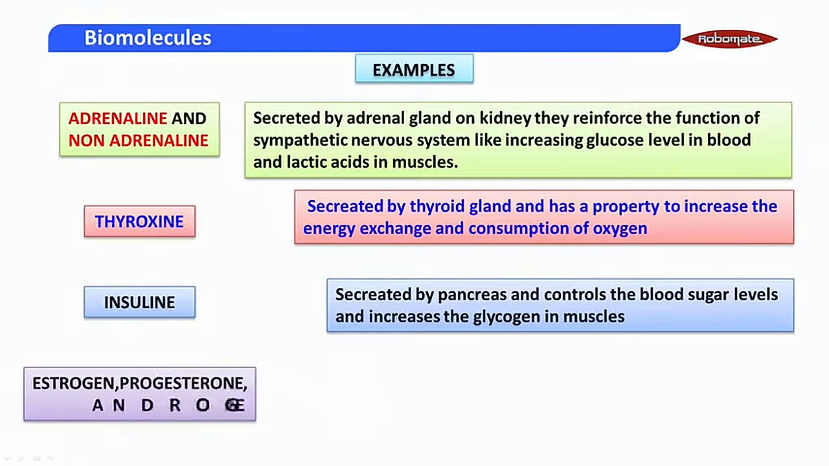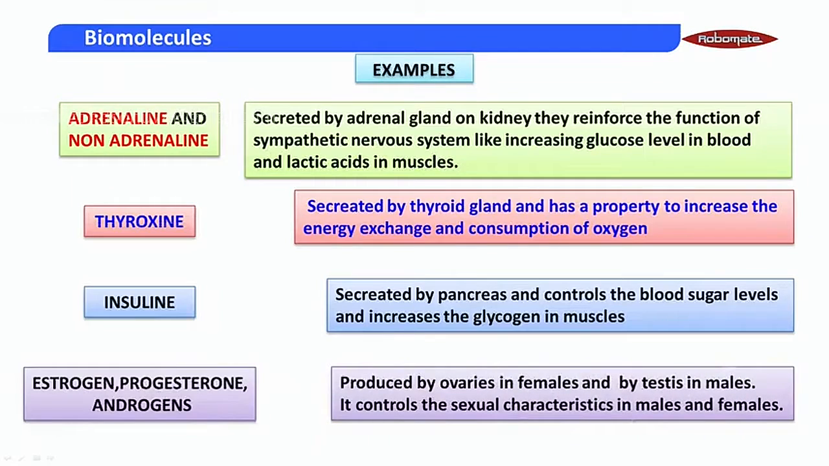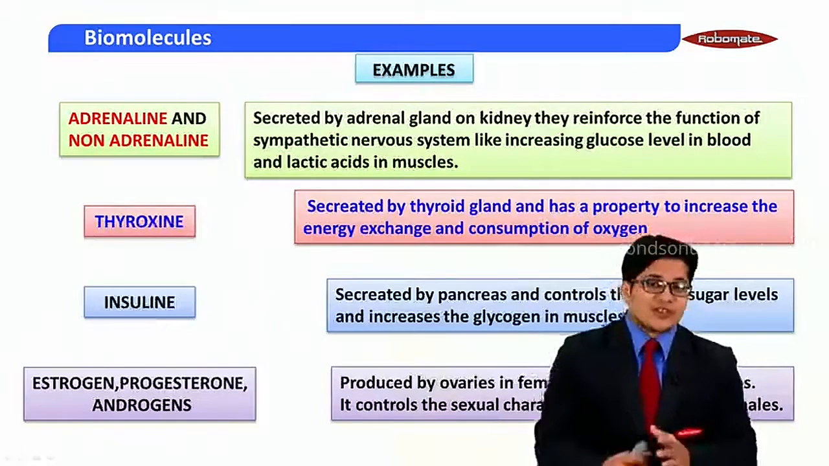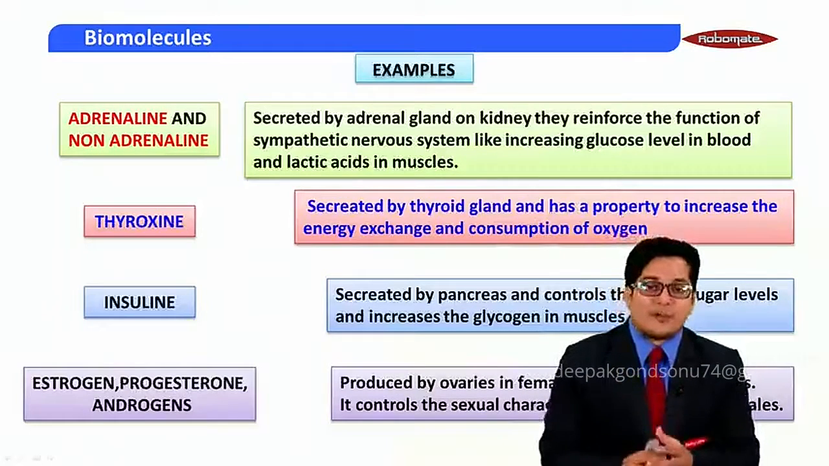And finally, estrogen, progesterone and androgens. These are nothing but sex hormones produced by the ovaries in females and testes in males, and they control the sexual characteristics in males and females. So, this was all about enzymes and hormones.